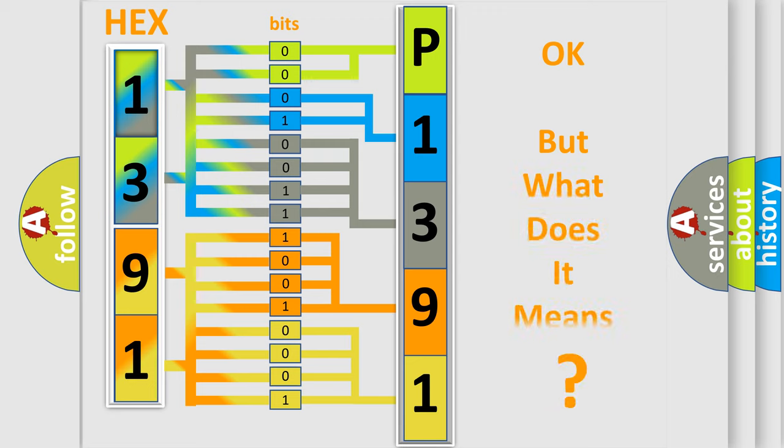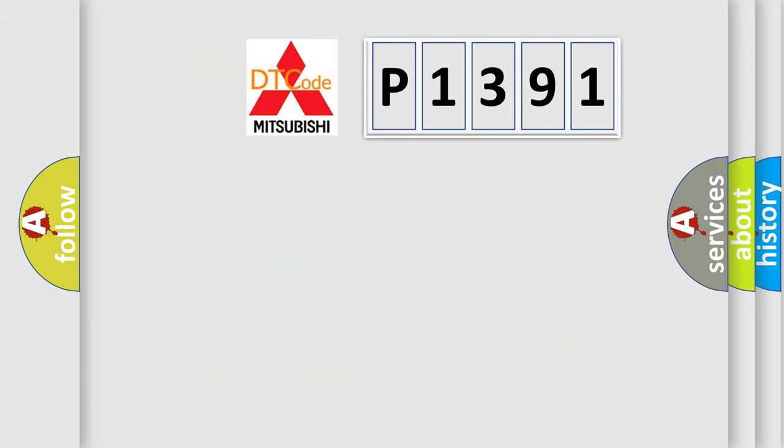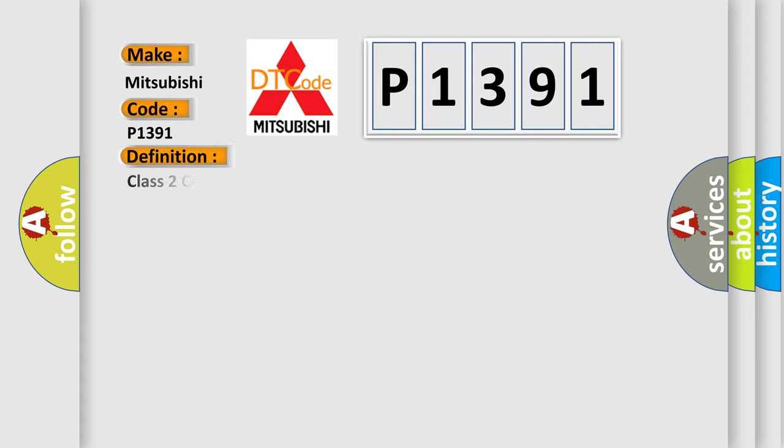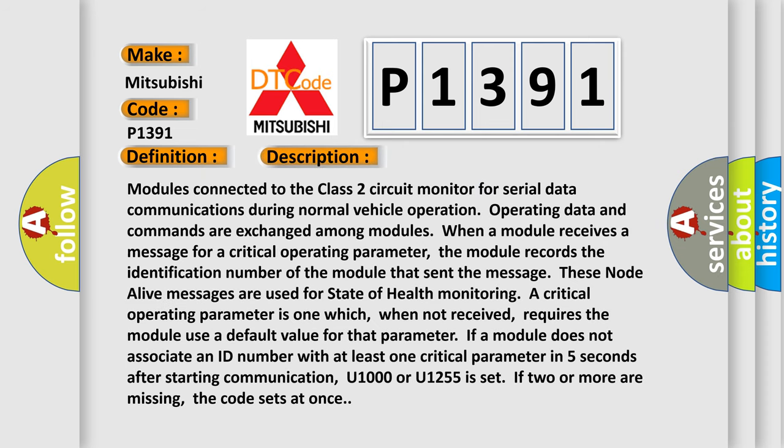The number itself does not make sense to us if we cannot assign information to what it actually expresses. So, what does the Diagnostic Trouble Code P1391 interpret specifically for Mitsubishi car manufacturers? The basic definition is Class 2 communications malfunction. And now this is a short description of this DTC code.